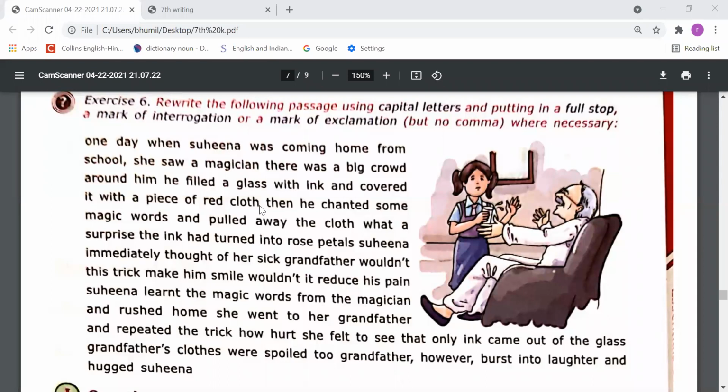Then wouldn't this trick make him smile? She's asking the question to herself. So we need to mention the interrogation mark here after the word smile. Wouldn't it reduce his pain? W again we need to make capital because she's asking a question to herself. And after pain, we need to mention the interrogation mark.